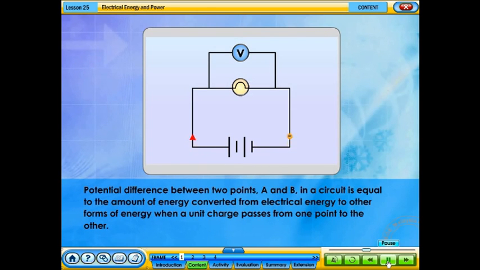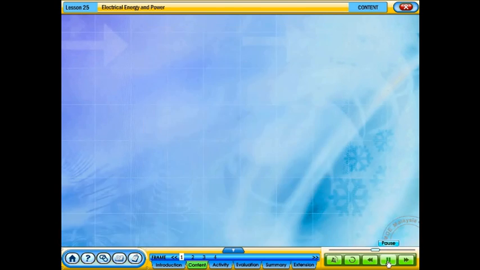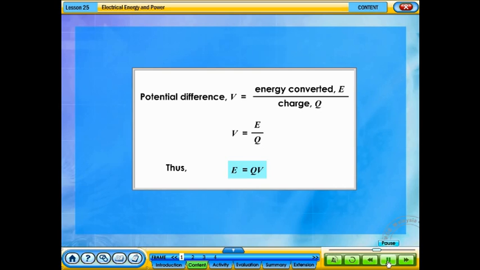Potential difference between 2 points A and B in a circuit is equal to the amount of energy converted from electrical energy to other forms of energy when a unit charge passes from one point to the other. Potential difference V equals energy converted E divided by the amount of charge flowing Q. Thus E equals Q times V.